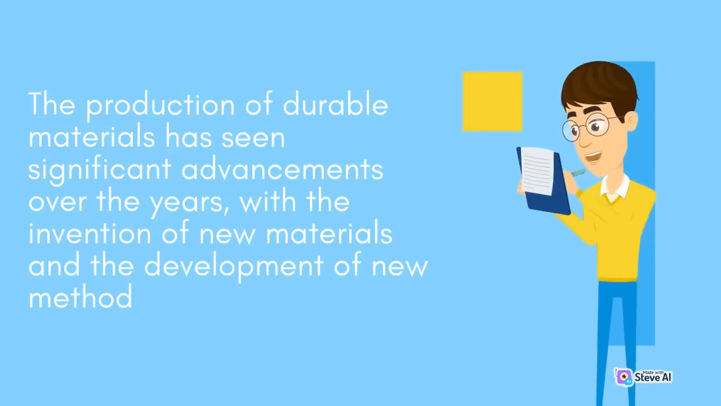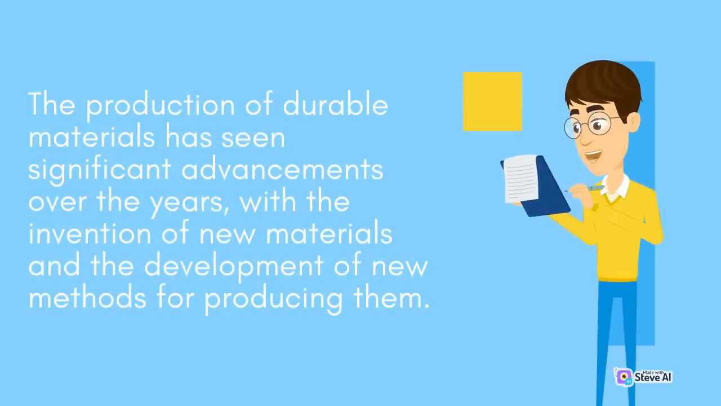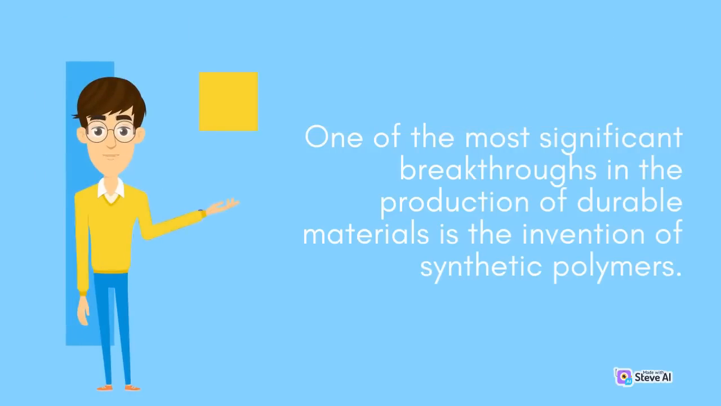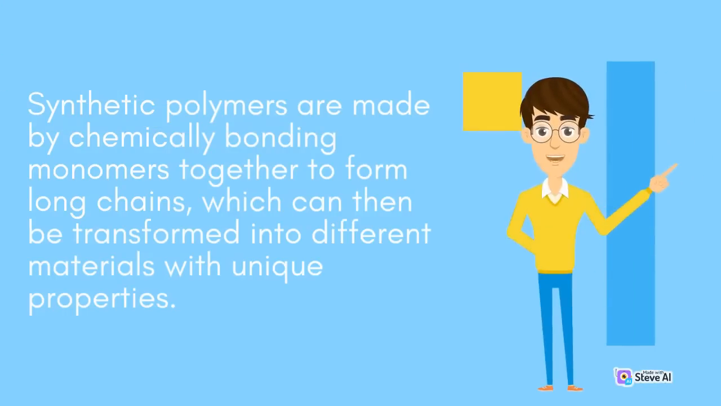The production of durable materials has seen significant advancements over the years, with the invention of new materials and the development of new methods for producing them. One of the most significant breakthroughs in the production of durable materials is the invention of synthetic polymers. Synthetic polymers are made by chemically bonding monomers together to form long chains, which can then be transformed into different materials with unique properties.